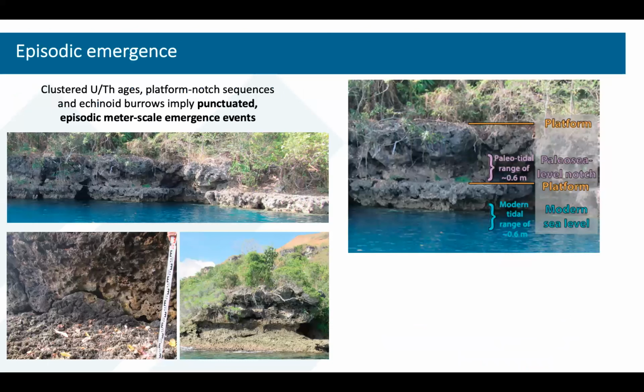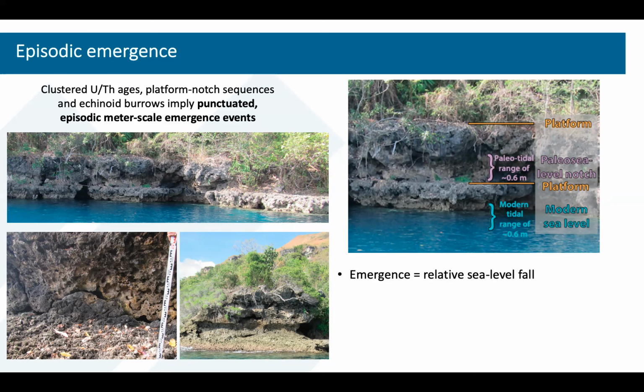Okay, so I mentioned that the coral platforms and the ages indicate episodic emergence. Shown over here, the modern tidal range is forming a dissolution notch at sea level. Then we have the most recently exhumed platform, and then the previous paleotidal notch. But emergence only means relative sea level fall.